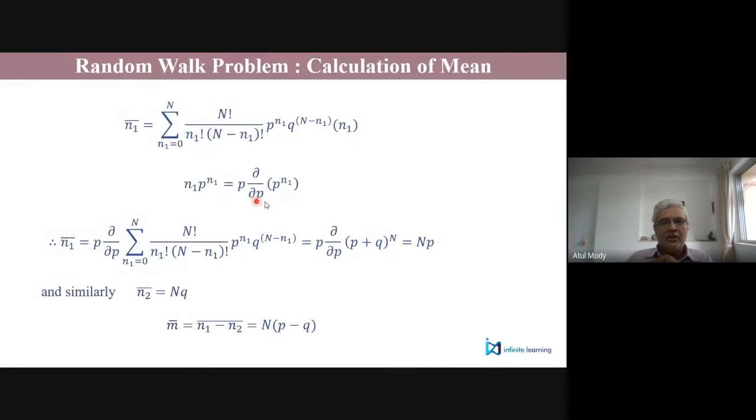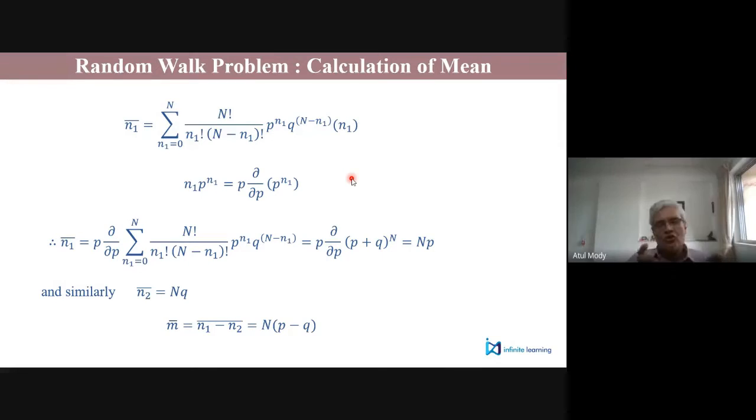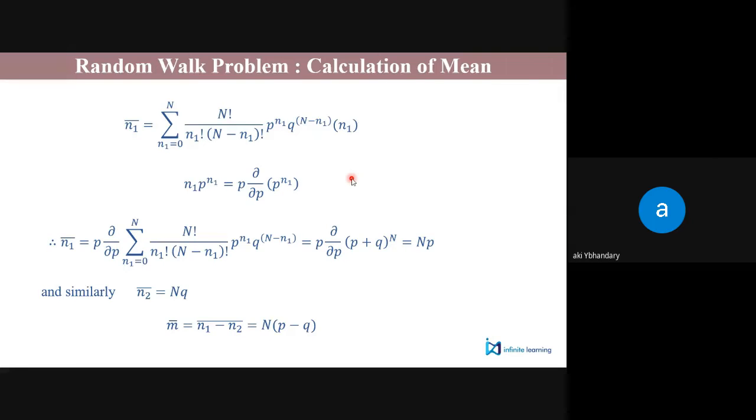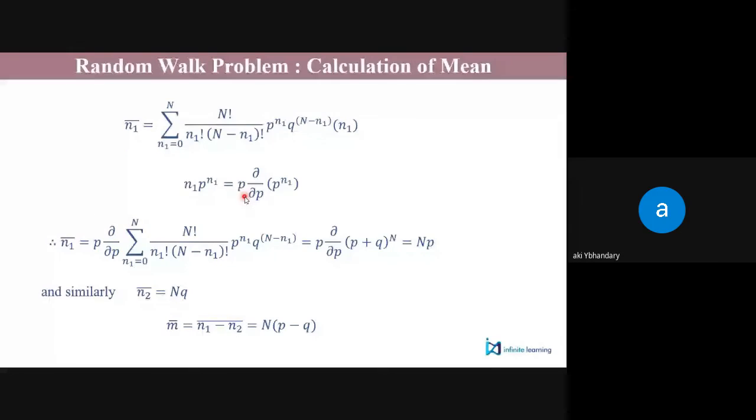Take the derivative of p raised to n1 with respect to p. See what you will get. You know how to do differentiation. Please differentiate p raised to n1 with respect to p. What do you get? n1 p raised to n1 minus 1. And there is also one p remaining. So p raised to n1. So you will get n1 times p raised to n1. Fair enough?